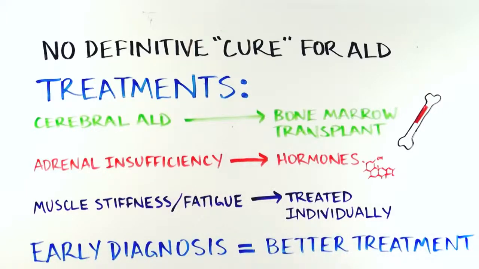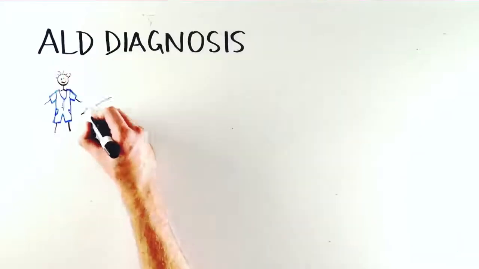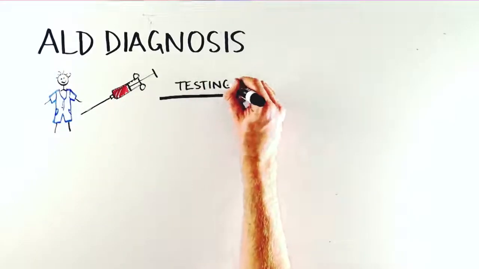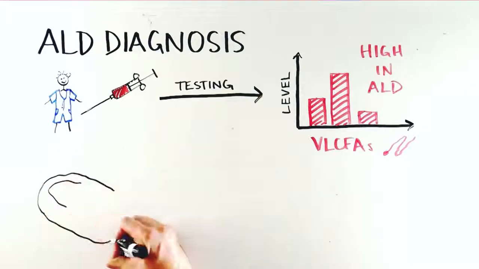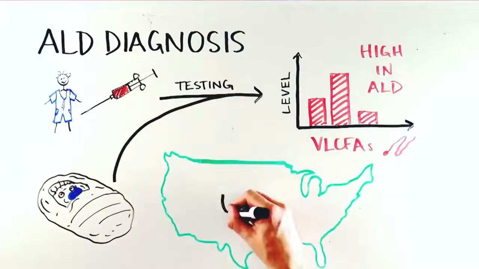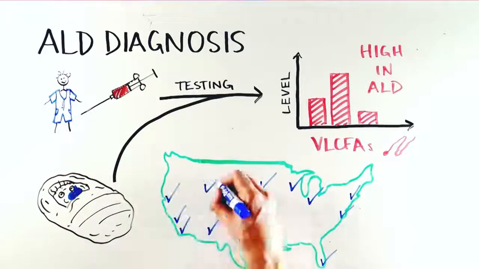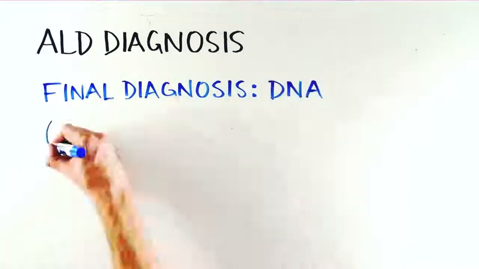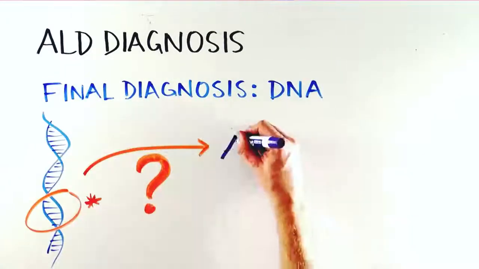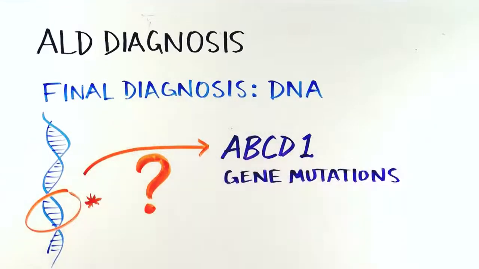To diagnose ALD, we begin by measuring blood levels of very long-chain fatty acids, which accumulate in ALD patients. This test can easily be performed at birth and is being added to the newborn screening panel in a growing number of states. The final diagnosis of ALD is made by identifying mutations in the ABCD1 gene, which can be done after birth or as part of a prenatal diagnosis.